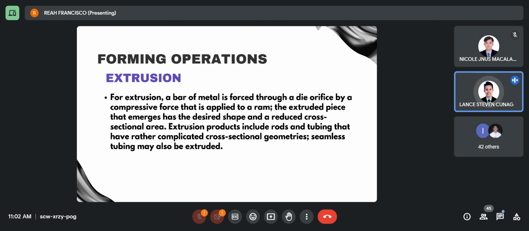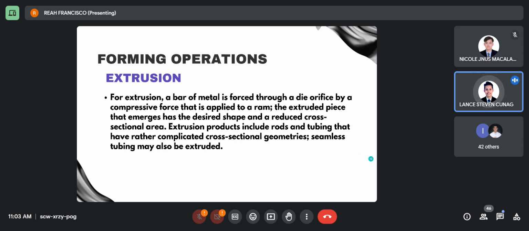So the advantages: in terms of design flexibility, extrusion provides great design flexibility for creating complex shapes and profiles. Cost effectiveness, it's a cost effective method for producing consistent high quality parts. In applications, it is used in various industries including construction, automotive, and electronics. It is employed to manufacture products like aluminum profiles, pipes, wires, and various other structural components.